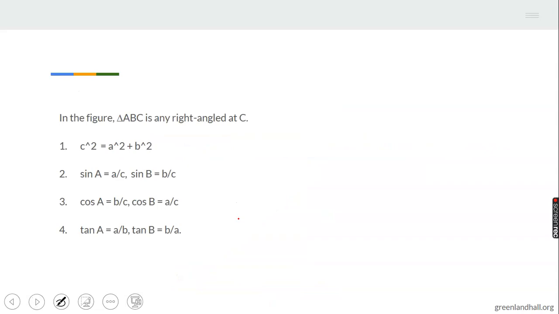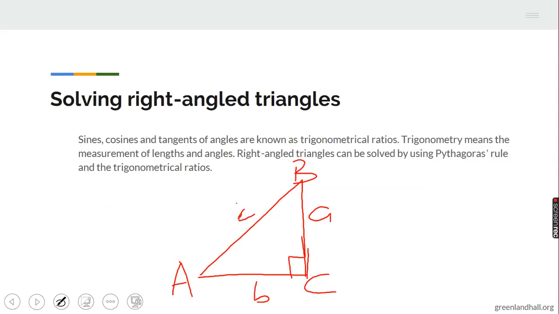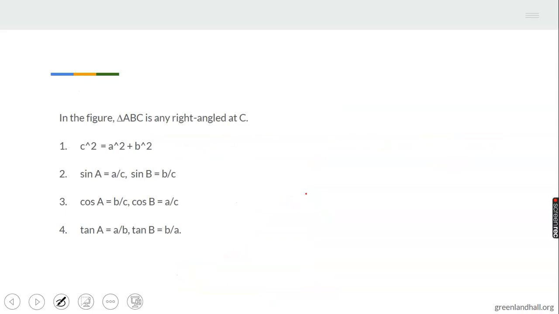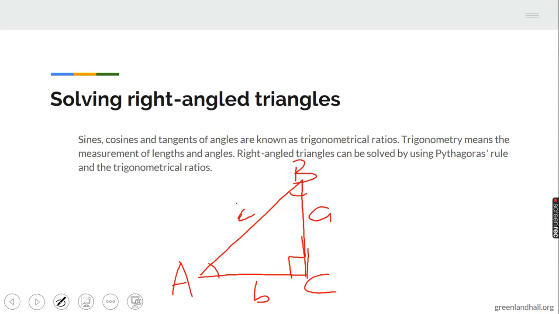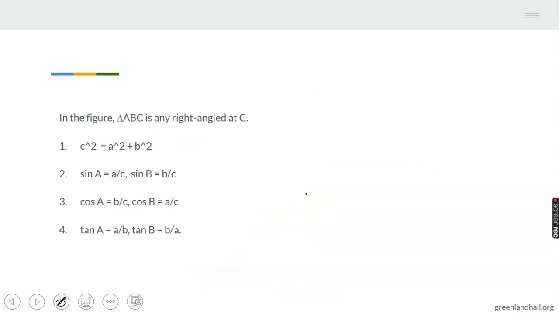Now, in the figure, triangle ABC is right-angled at C. What is the meaning of that? That is, the angle is on C. And if you can see, this is the right angle on C. This is an angle on A. If there's an angle here, you say it is on A. If there's an angle here, you say it's on B. Now, we have the following from Pythagoras. If you look at it very well, c is the hypotenuse side, a is the opposite side, and b is the adjacent side. So we have that c squared equals a squared plus b squared.